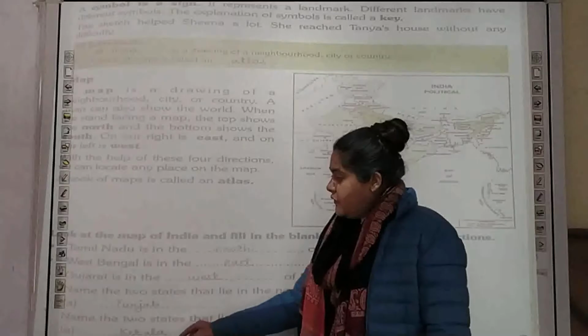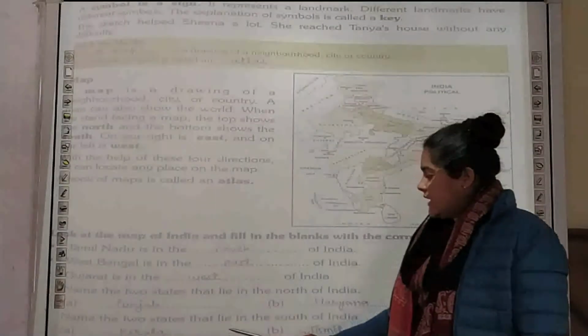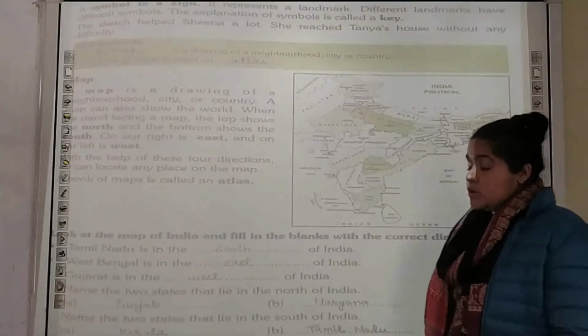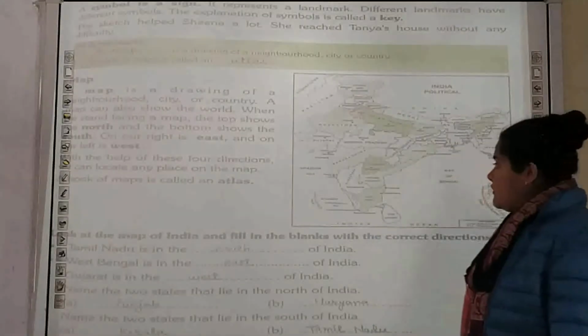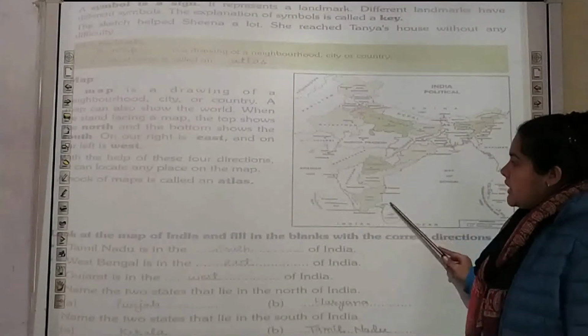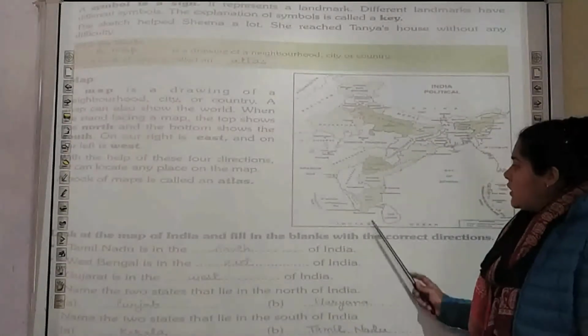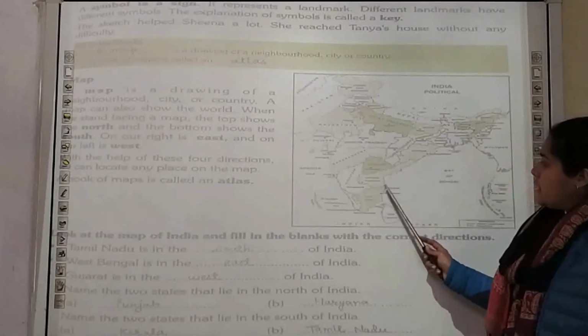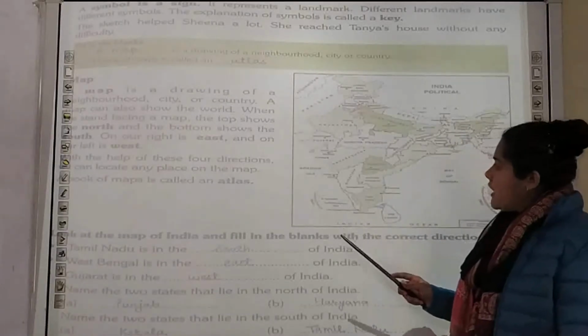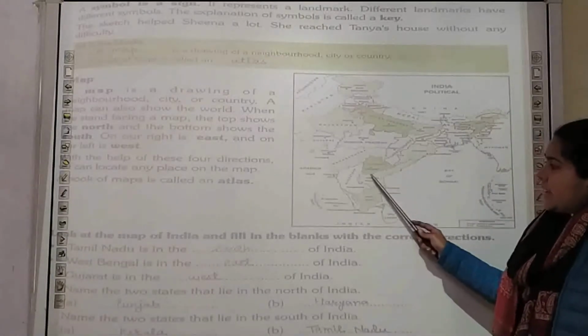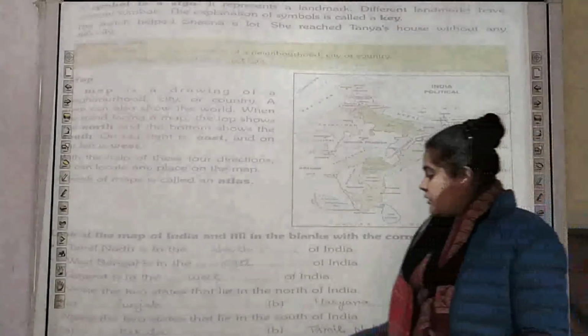Next, you have to write two states that lie in the south of India. Two states lying toward the south. If you see here, this is your south direction. So you can mention any of them. I have written Kerala and Tamil Nadu. You can write Andhra Pradesh. You can write Karnataka also. These places are in your south of India.